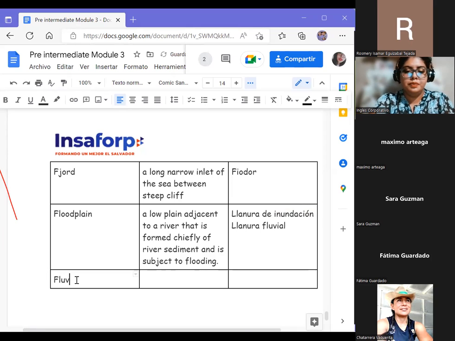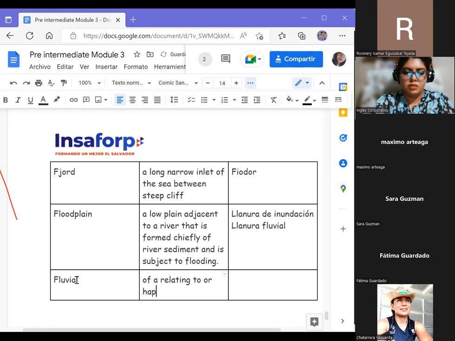Then we have fluvial. This one means of, relating to, or happening in a river. In this case, it means fluvial. Esto tiene que ver con los ríos.